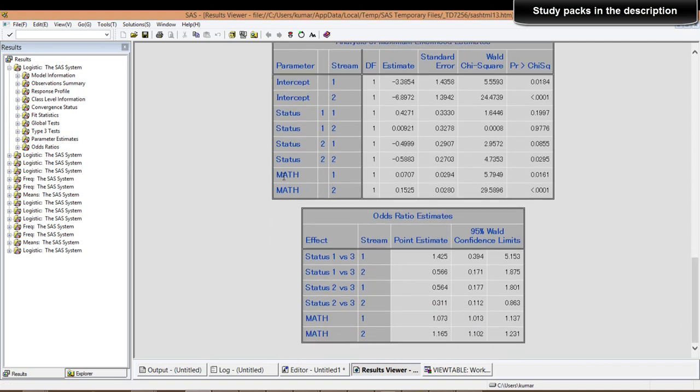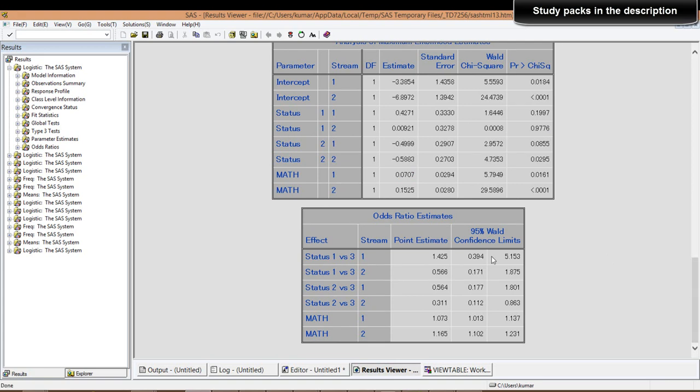Math is a continuous variable, so you will only have 2 estimates again, for the 2 categories of the dependent variable. For dependent variable 1, the estimate is 0.07, and for dependent variable 2, the estimate is 0.15. Most of the estimates are significant except this one, status 1 and dependent variable 2. So it's not significant. Other than that, all the other estimates are significant.